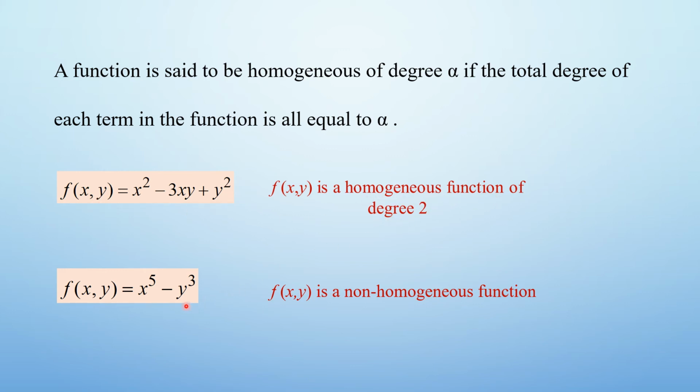In the next example, f of xy equals x to the power of 5 minus y cubed. Now it is obvious that this function is not homogeneous because the degree of each of these terms is not the same. The first term has degree 5, the second term has degree 3, 5 is not equal to 3, and therefore we say f of xy is a non-homogeneous function.